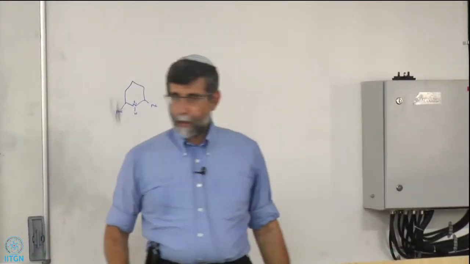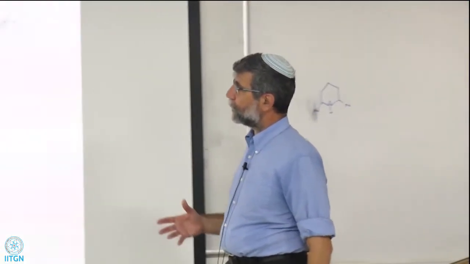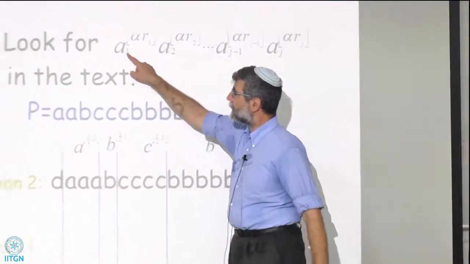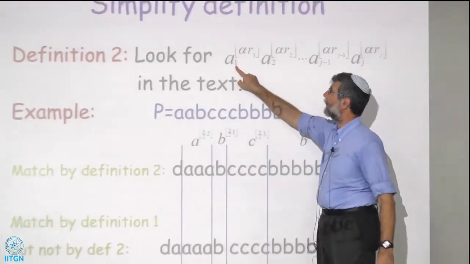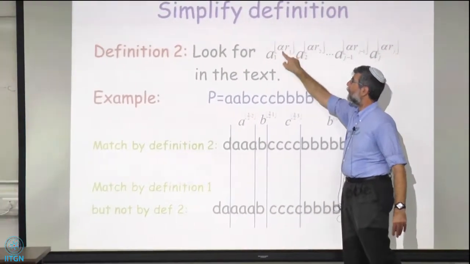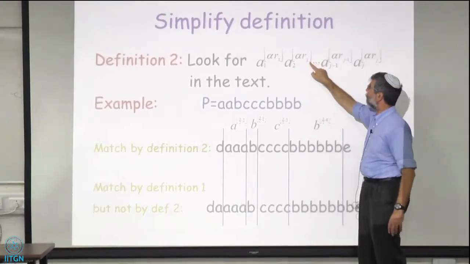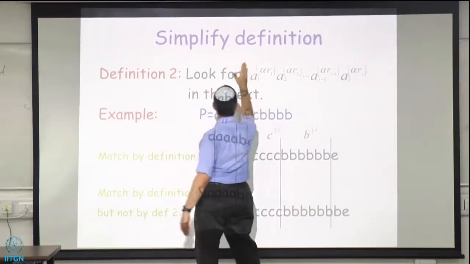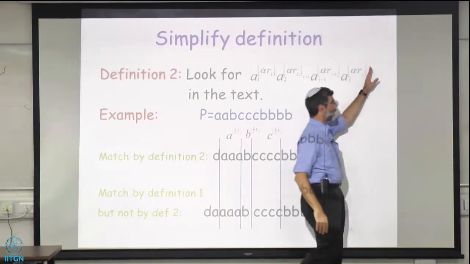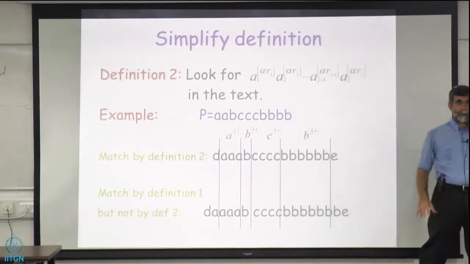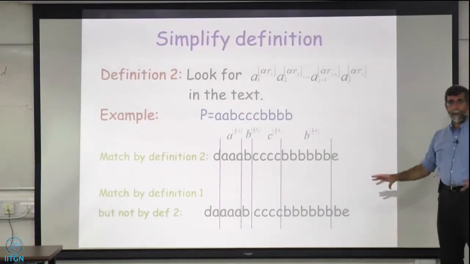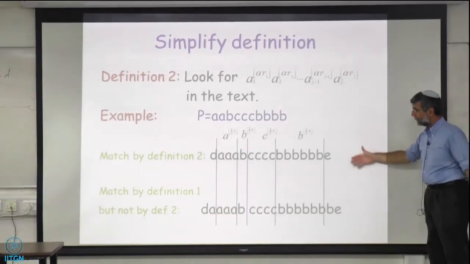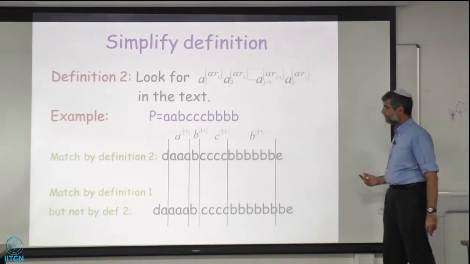But our other definition, definition 2, actually simplifies it. It says that I want in the text to actually see exactly a1 to the floor of alpha times r1, a2 to the floor of alpha times r2, and so on. So the symbol that's here is in fact a different symbol, and the symbol that's here is in fact a different symbol. So we don't want any of these jokes about the white bears in the snow. All right? So let's see the example here and understand.